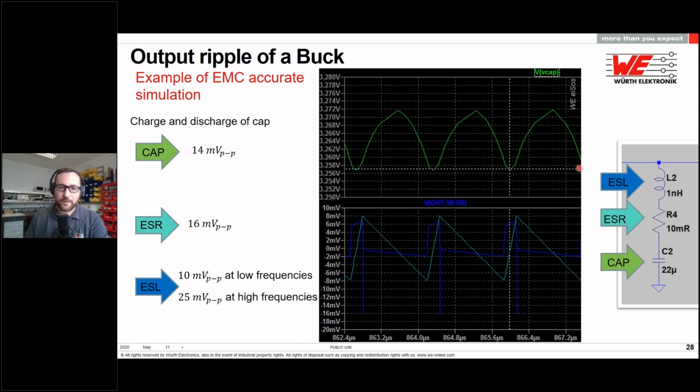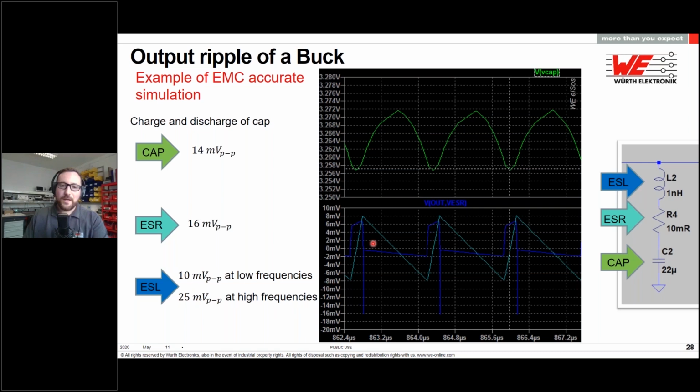They are given in the same scale here. So you see that at the output of my buck, the ripple comes from various contributions. Here, the charge and discharge of my capacitor makes a 14 millivolt peak-to-peak ripple. Here, the ESR is making a 16 millivolt peak-to-peak. And here, the ESL, at low frequencies, is making 10 millivolt peak-to-peak. And at high frequency, if we take into account this little spike here, it's making 25 millivolt peak-to-peak.